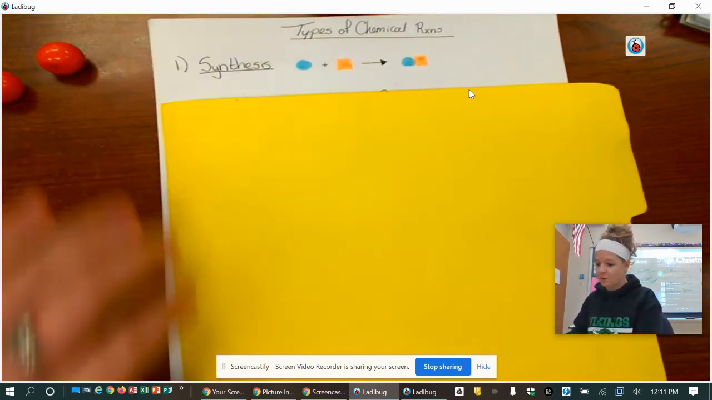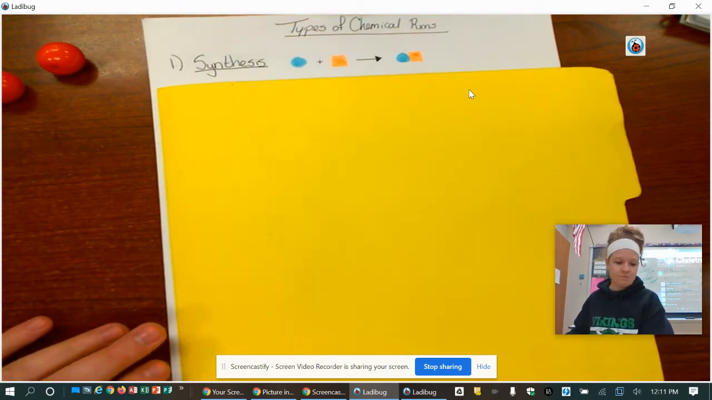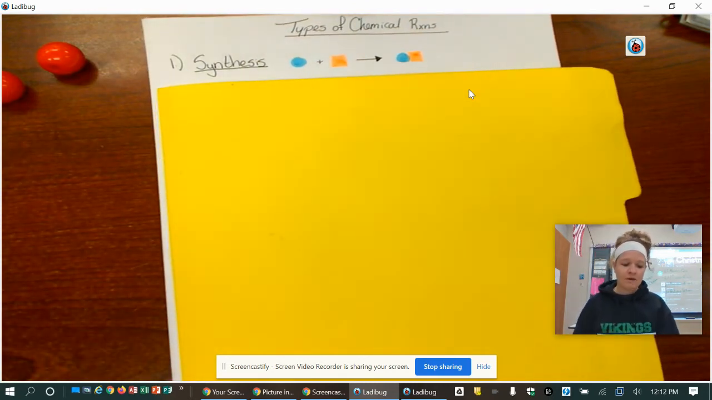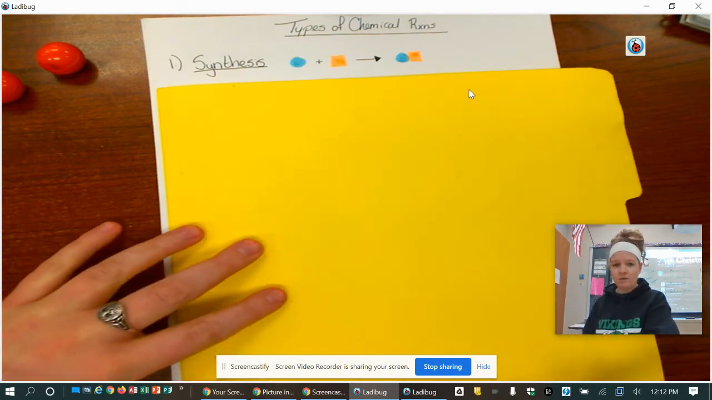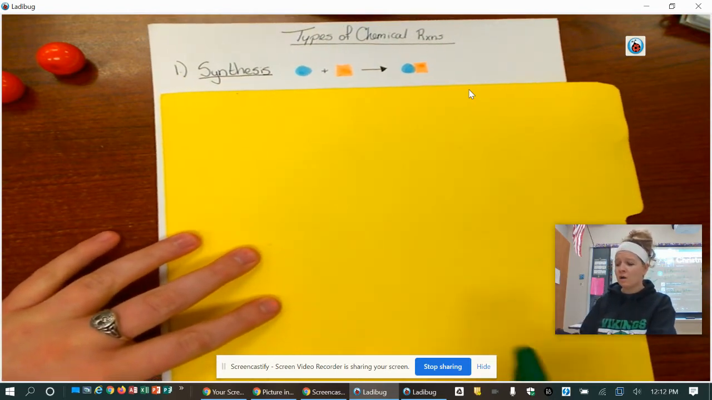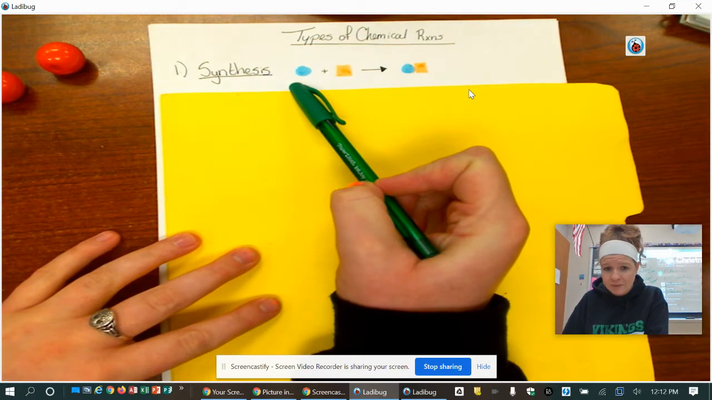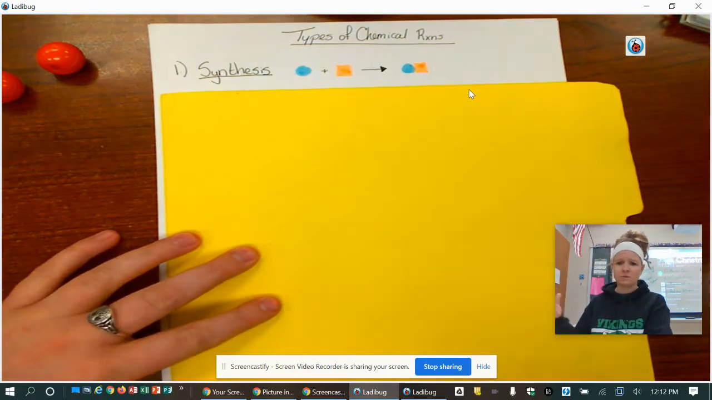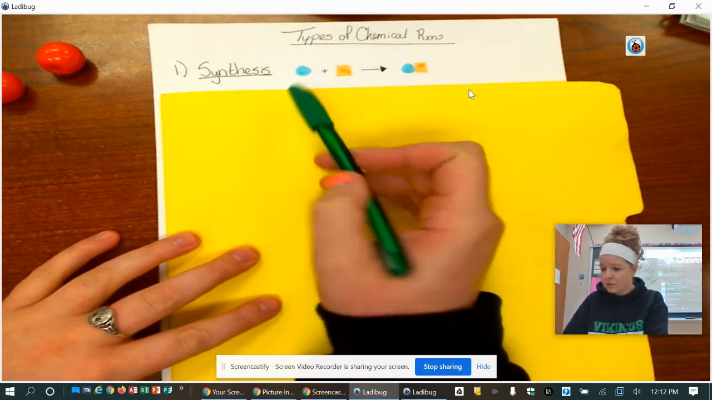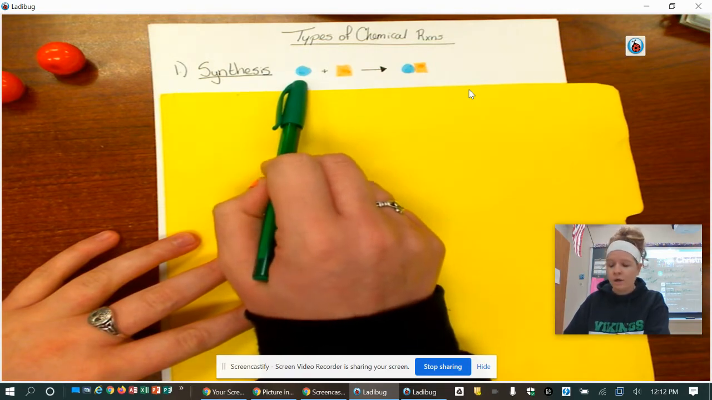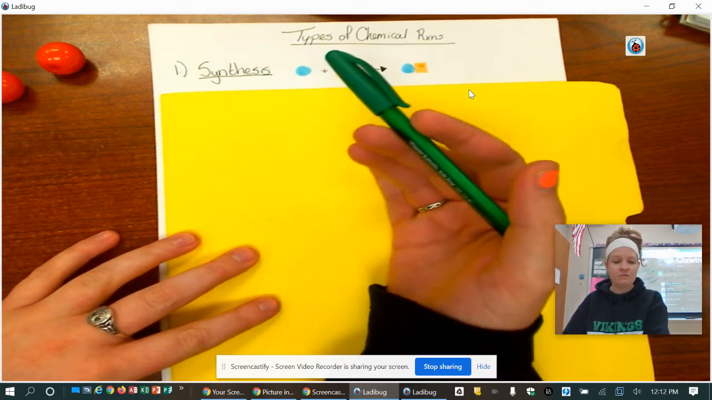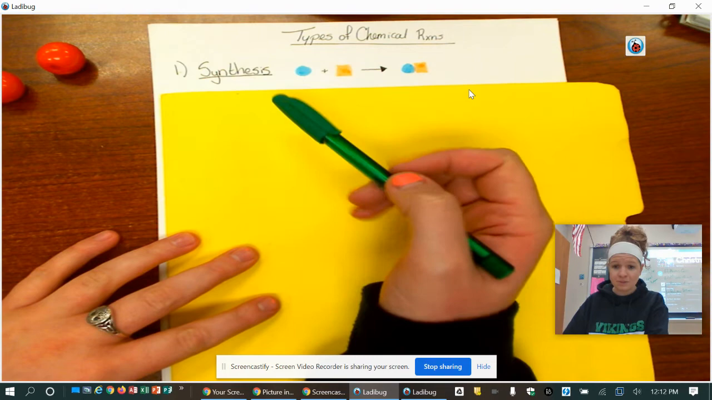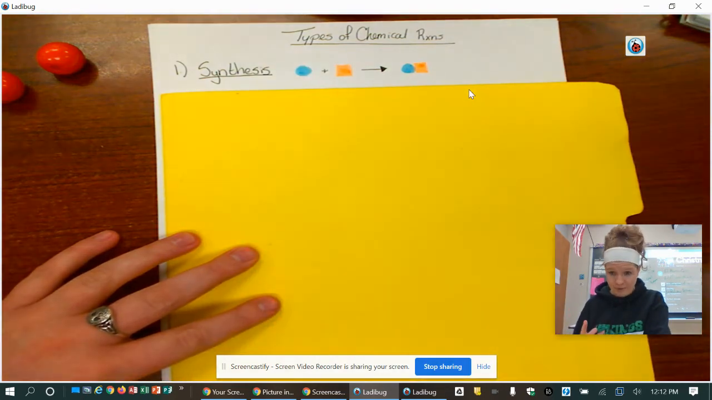So the first one is synthesis. Remember, this is when we have 2 or more substances combine and they form one compound at the end of it. So a good way to remember how these type of chemical reactions are is by using shapes. That helps us kind of visualize what's going on in this chemical reaction. So we have our circle. In this specific instance, our shapes can either represent different elements or different compounds, okay?